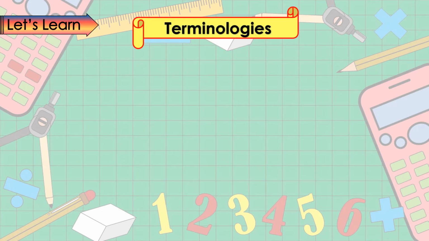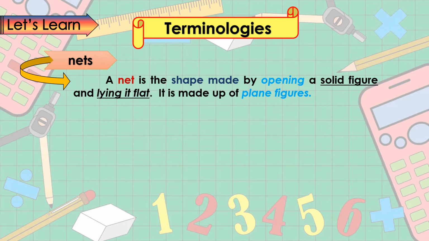Let's learn about the different terminologies that we are going to encounter. First, we have the nets. I hope you still remember what nets is, but still, I'm going to define it here. When we say nets, this is the shape made by opening a solid figure and laying it flat. It is made up of plane figures. So I hope you keep that in mind because we are going to encounter different nets in our discussion for this day.